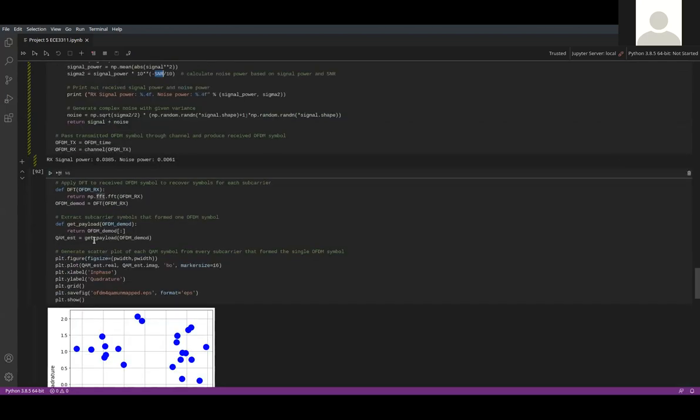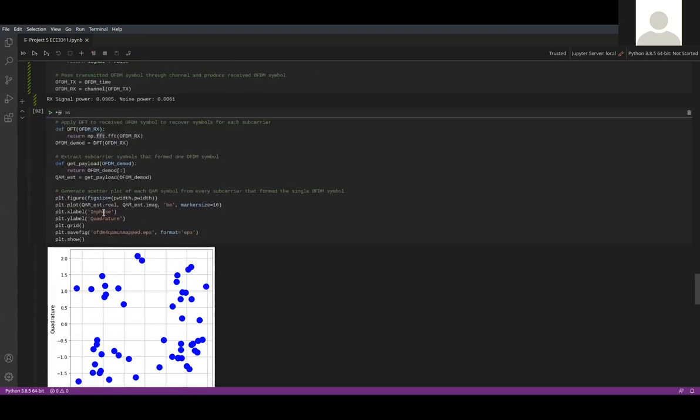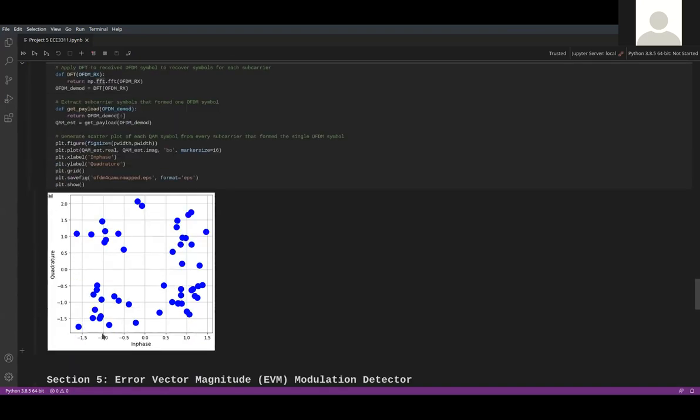Then I convert every subcarrier of that OFDM symbol back to a QAM symbol, decode the QAM into bits, and I'm done. But before I do that, I want to map every one of those QAM symbols per subcarrier. I want to see how much the noise has disturbed every subcarrier. So I do a scatter plot, and this you also see in the handout.